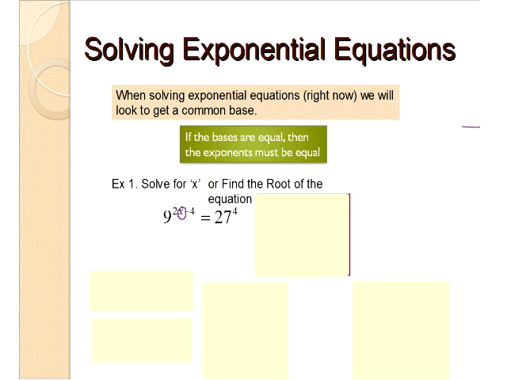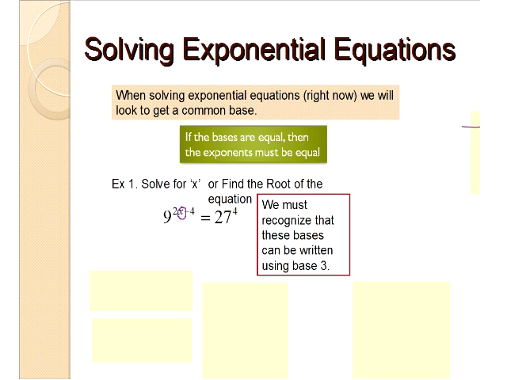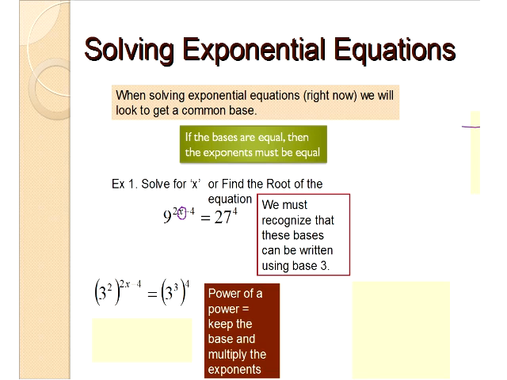And so what I have to do for now is I have to be able to find common bases, and I see that 9 and 27 can be written as base 3. So 9 is 3 squared, 27 is 3 to the 3. Again, I have powers of powers, so I can keep the base and multiply the exponents. When I multiply these exponents, it's 2 times all of this. And so that gives me 3 to the 4x minus 8 equals 3 to the 12.